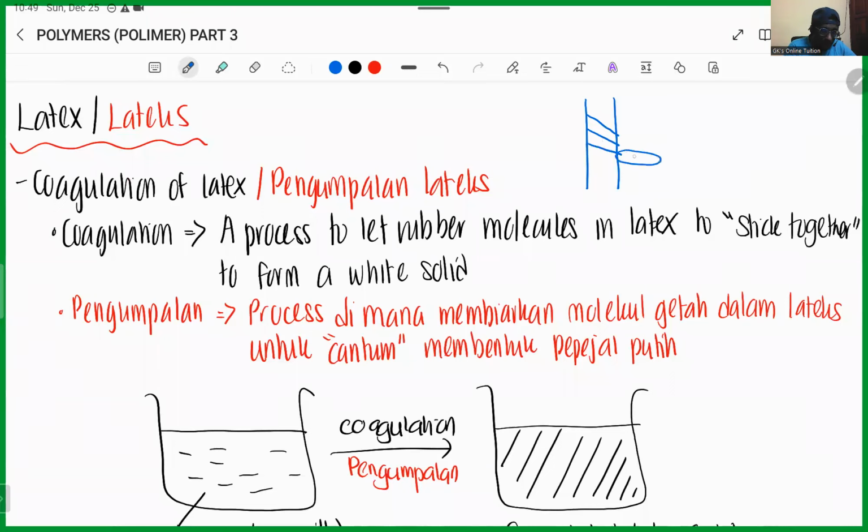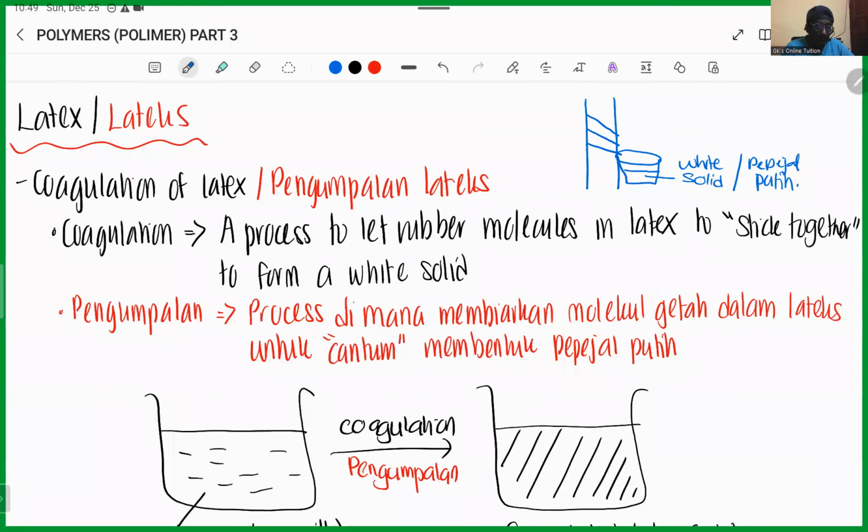Lepas tu orangnya akan pasang satu tin warna kelabu. Normally it's a grey colour tin. Dia akan ikat dekat tepi pokok getah tu. Nanti paginya bila dia orang sampai akan ada, bukan liquid, satu solid, white solid. You can see a white solid. Kamu boleh nampak satu pepejal yang berwarna putih. Pepejal ni kita panggil sebagai latex. This solid or liquid we call it as latex.